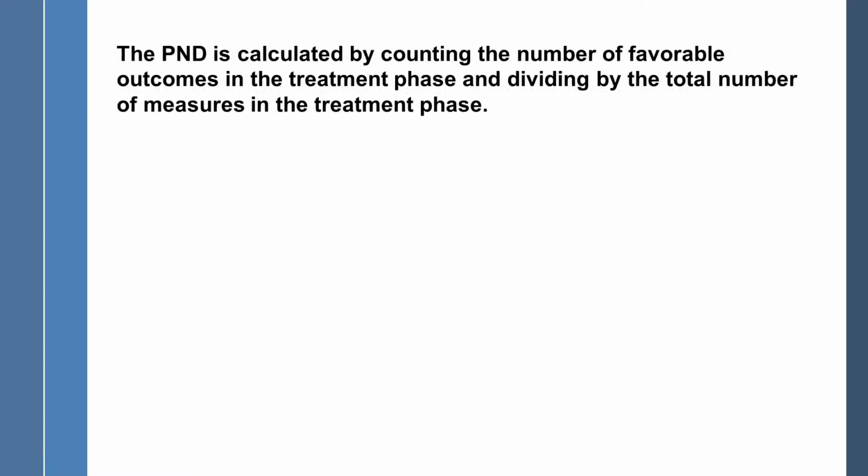And part of that is because it's pretty easy to do. The PND is calculated by counting the number of favorable outcomes in the treatment phase and then dividing that number by the total number of measures in the treatment phase.